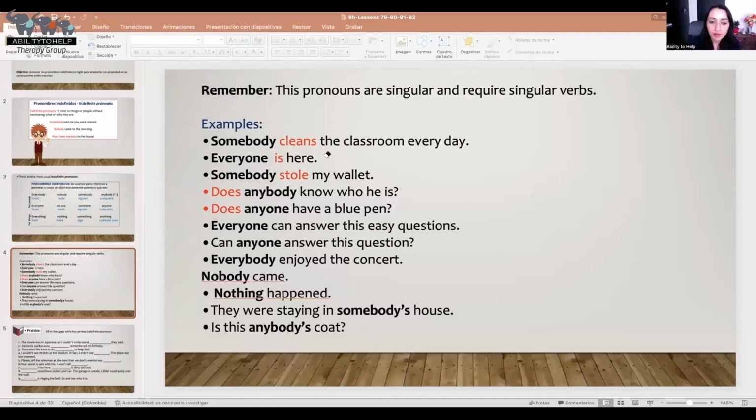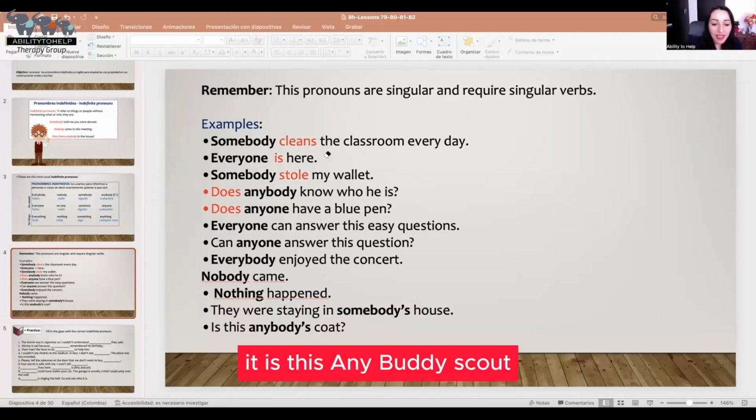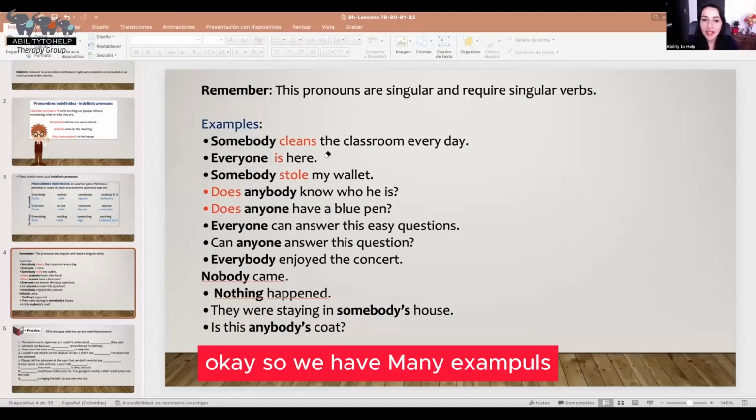Everyone is here. It's clear. Somebody stole my wallet. On questions, you could find these indefinite pronouns too. Does anybody know who he is? Does anyone have a blue pen? Everyone can answer this easy question. Can anyone answer this question? Everybody enjoyed the concert. Nobody came. Nothing happened. They were staying in nobody's house. Is this anybody's coat? So we have many examples.